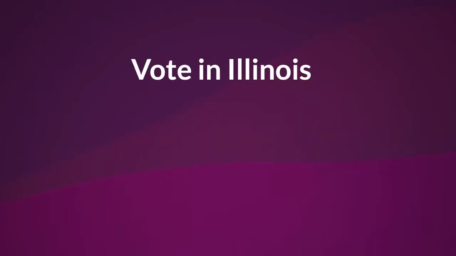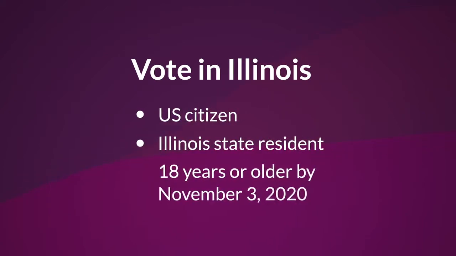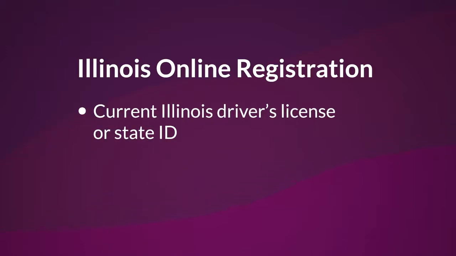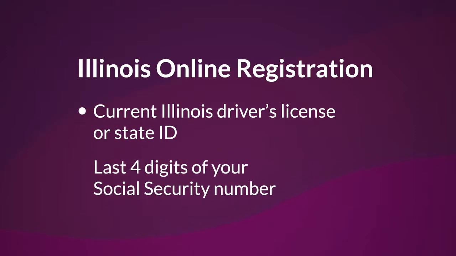To register to vote in Illinois, you'll need to be a U.S. citizen, a state resident, and 18 years of age or older by November 3rd, 2020. To register online, have your Illinois driver's license or state ID available and know the last 4 digits of your Social Security number. But what if you don't have an Illinois license or state ID? That's okay. You'll still be able to enter all the needed information online and then print a filled-out paper registration form. I'll show you how to do that later.